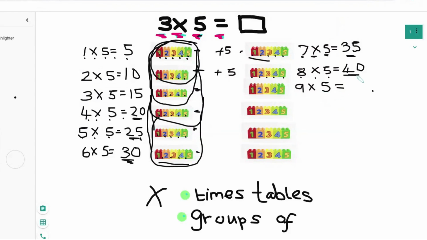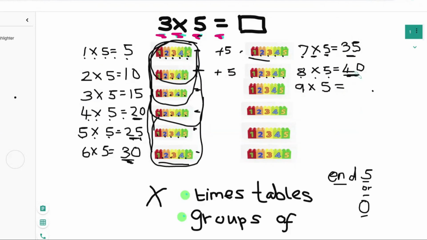Let's use the information we already know. We know that in our 5 times tables, let's write that down, all of the numbers end in a 5 or 0. All of the numbers end in a 5 or 0. So, what do you think 9 times 5 is? Use the information we already know.